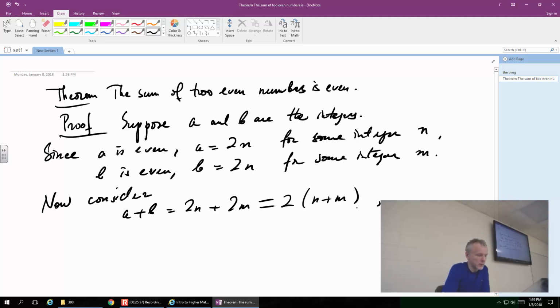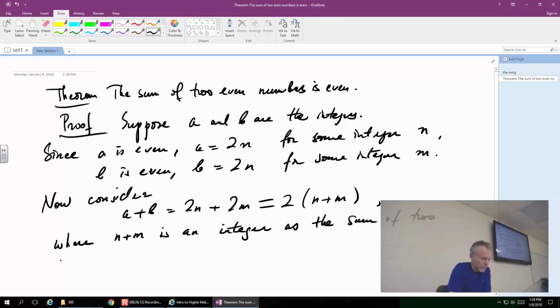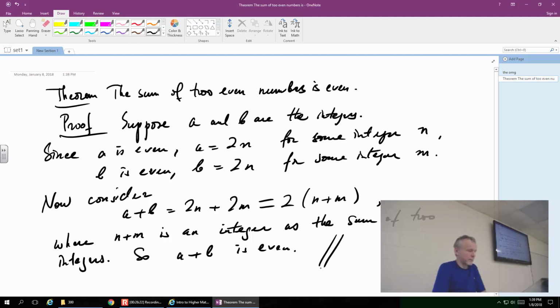Where n plus m is an integer as the sum of two integers. So A plus B is even. And okay, so that's roughly what it is supposed to look like. Our proof is fairly straightforward once you write it out.